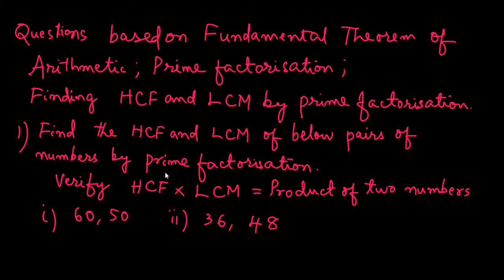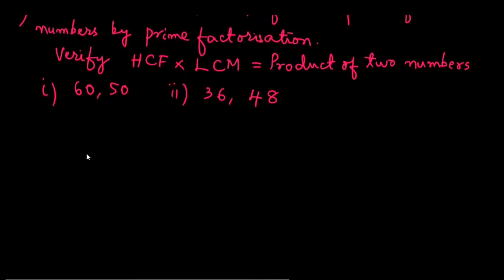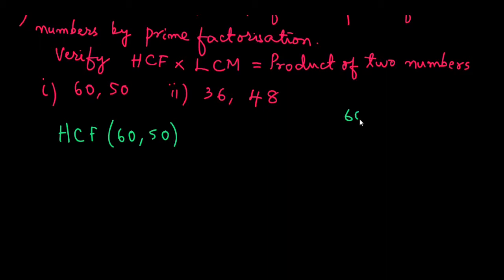The first one, 60 and 50. So we want to find the HCF of 60 and 50 by the prime factorization method. What is the prime factorization of 60? Make a short division, divide by 2. It is divisible by 2. Divide by 2, we get 30.